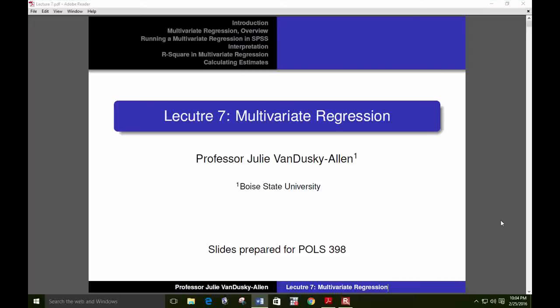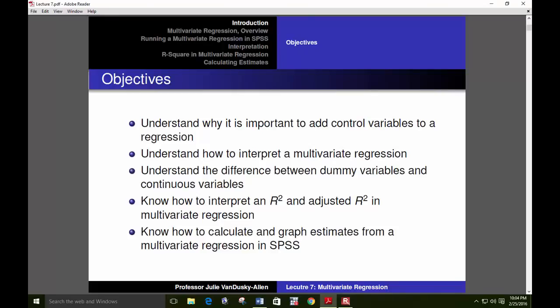This is Lecture 7, Multivariate Regression. By the end of this lecture, you should be able to understand why it is important to add control variables to a regression, understand how to interpret a multivariate regression, understand the difference between dummy variables and continuous variables, know how to interpret an R-square and adjusted R-square in multivariate regression, and know how to calculate in-graph estimates from a multivariate regression.